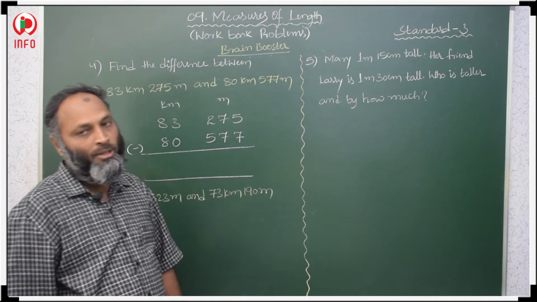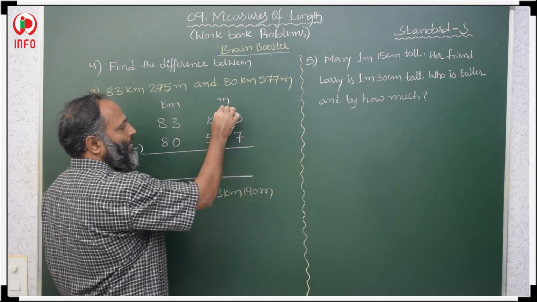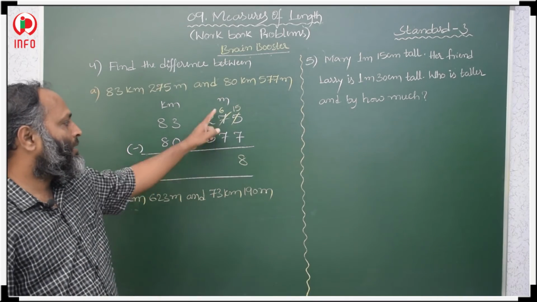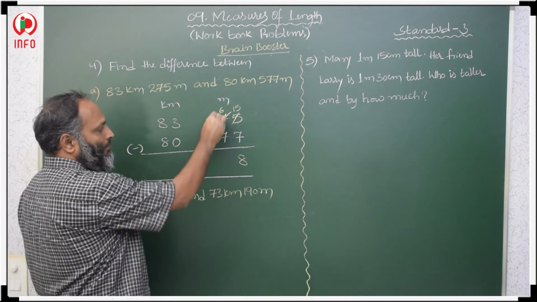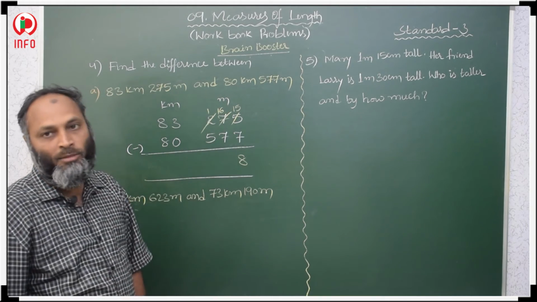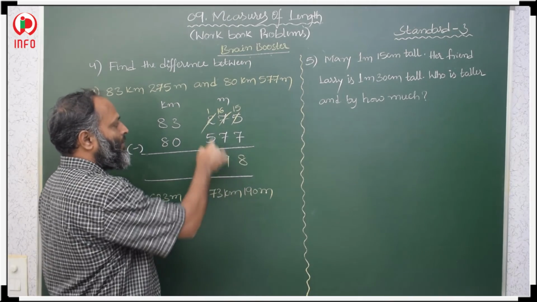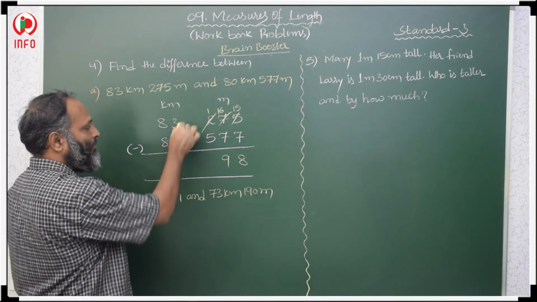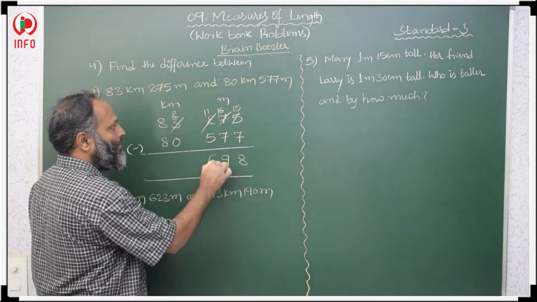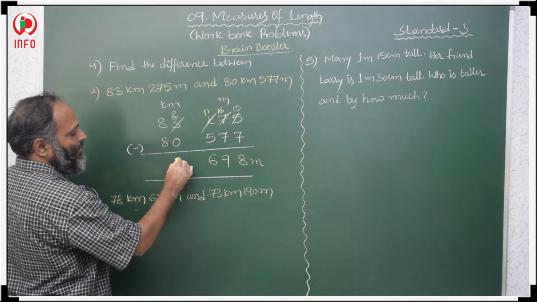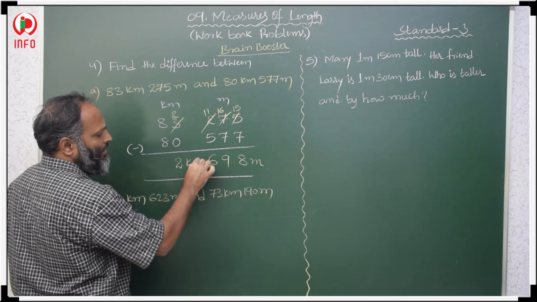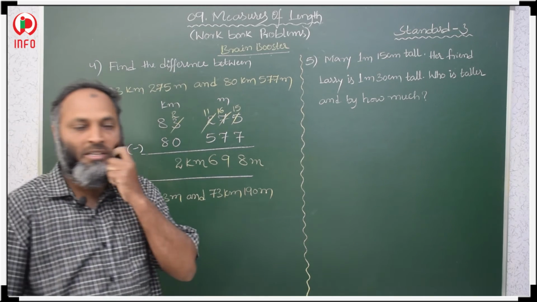5 minus 7, smaller minus bigger, we cannot minus. So, take borrow, here it will decrease by 1, increase by 10. 15 minus 7 is 8. 6 minus 7, smaller minus bigger, again we cannot minus this one. Then take borrow, here it will decrease by 1, here increase by 10. 16 minus 7 is 9. Then 1 minus 5 we cannot minus. So, again take borrow from here, decrease by 1, increase by 10. 11 minus 5 is 6, these are in meters. 2 minus 0 is 2, 8 minus 8 is 0, no need to take that 0. 2 kilometers 698 meters. Okay.